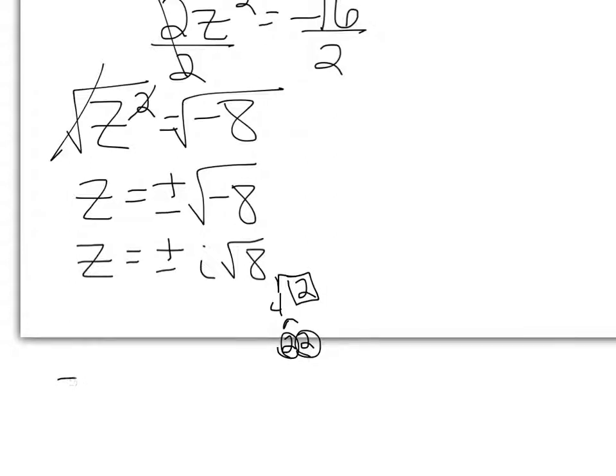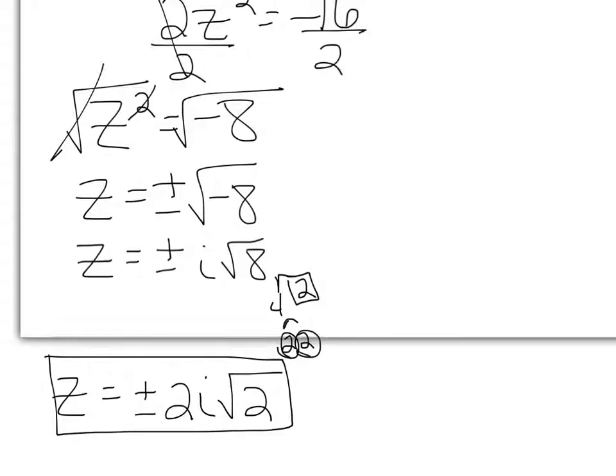So then I have z is equal to plus or minus 2, which I'm going to bring out front. That was these 2's right here, bringing one of them out front. i from the i right here, which we got from under the negative. And then you've got square root of 2, and that's because of the 2 that was left over here. So your answer is z is equal to plus or minus 2i square root of 2.